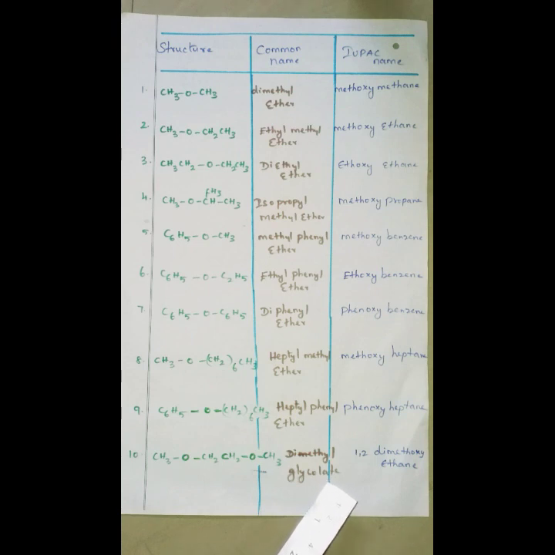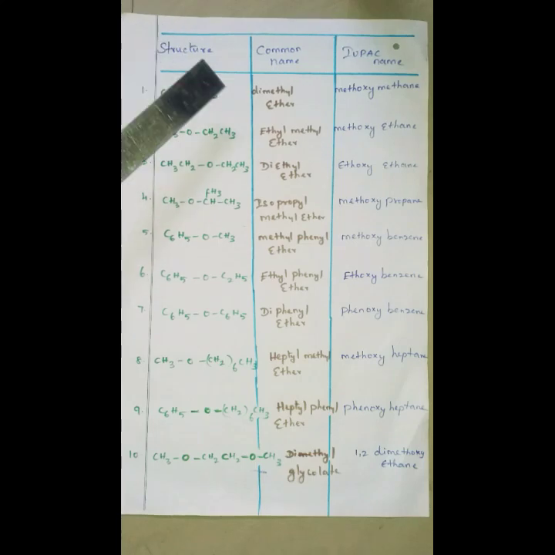Then next, dimethyl glycolate. We know the glycol structure is CH2OH, CH2OH. Once again I am saying, CH2OH, CH2OH. Instead of the hydrogen atom, a methyl group is there. So it is called dimethyl glycolate. In the same structure of glycol, instead of 2 hydrogen atoms, 2 methyl groups are attached. So it is called dimethyl glycolate. I think there is no doubt in the naming of common names.